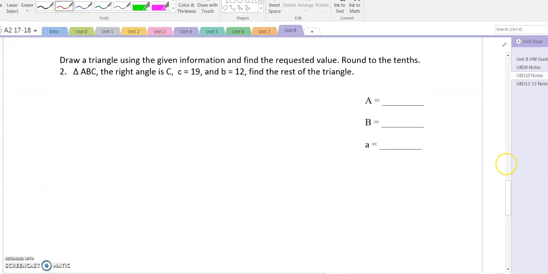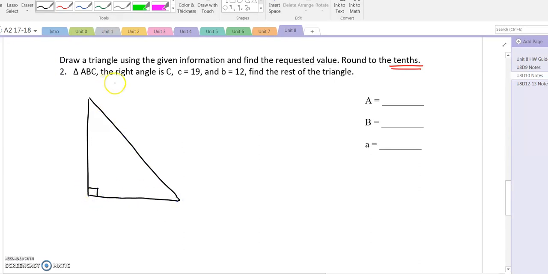Flip it over. Number 2 says draw a triangle using the given information and find the requested value. Again, round to the 10th. So again, that's one number after the decimal. So I'm going to draw my triangle here. Again, any old right triangle, as long as it has that right angle somewhere. That's what we need. It says the right angle is C.